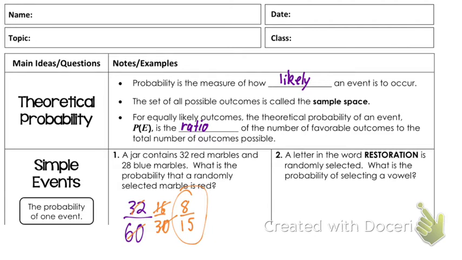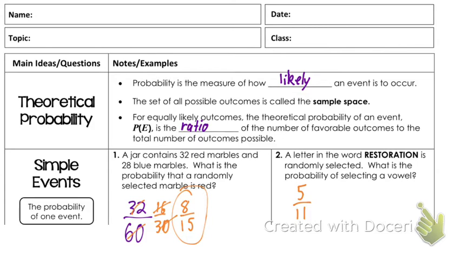Example 2. A letter in the word restoration is randomly selected. What's the probability of selecting a vowel? So we first need to figure out how many letters and how many vowels there are. How many letters are there? 1, 2, 3, 4, 5, 6, 7, 8, 9, 10, 11. How many of those are vowels? 5. So 5 out of 11. So what's the probability of us selecting a vowel?